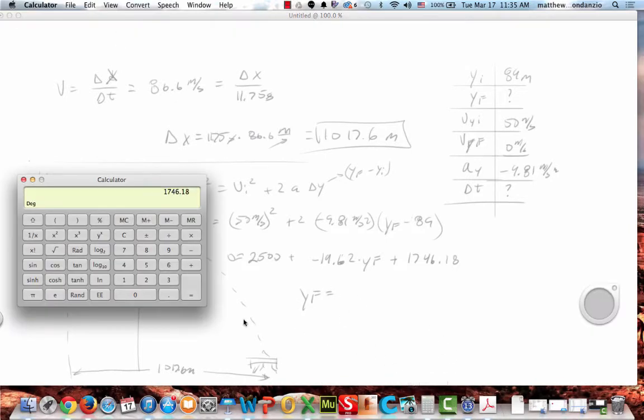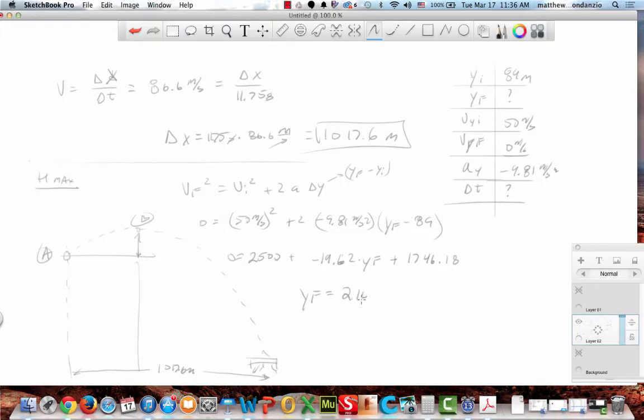YF is going to equal that plus 2,500, divided by, and then I'm going to make it negative because I'm moving it to the other side, negative 19.62. Let me try that one more time: 1746.18 plus 2,500, negative, divided by negative 19.62 equals 216.42 meters. 216.42 meters. From where?